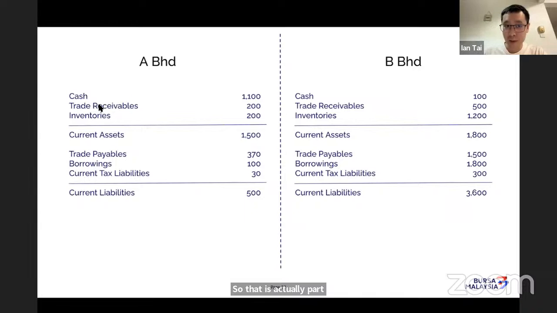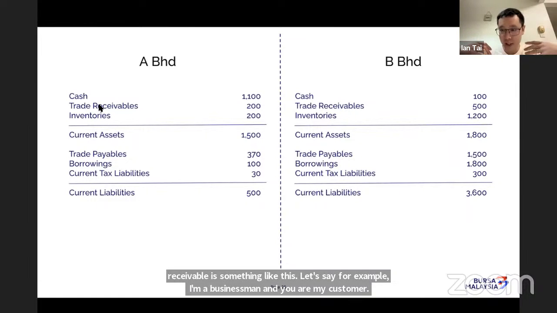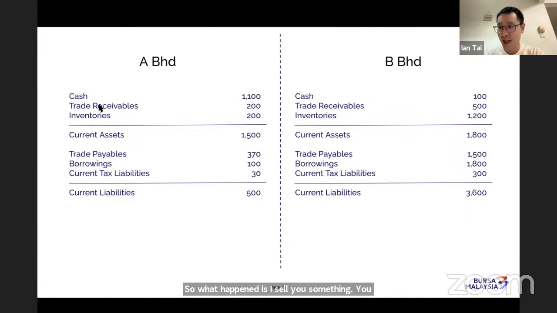How about trade receivables? What is trade receivable? Let's say, for example, I'm a businessman and you are my customer. I sell you something, you already obtained the goods, but I haven't received the money. So it's like hutang lah. I issue you the invoice and you promise to pay me back in 60 days' time. That is a form of trade receivable, a short-term hutang by your customer. So that's current asset.